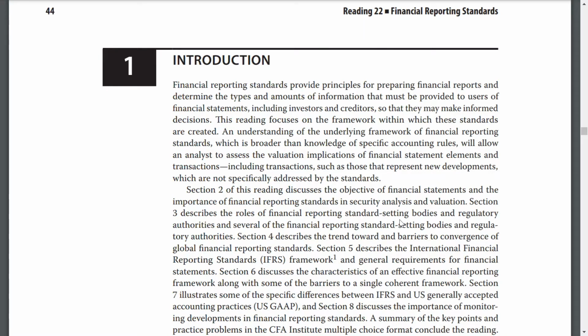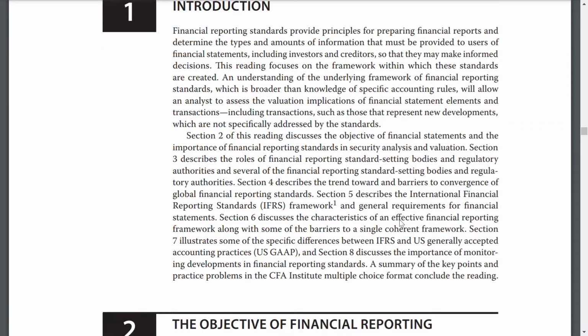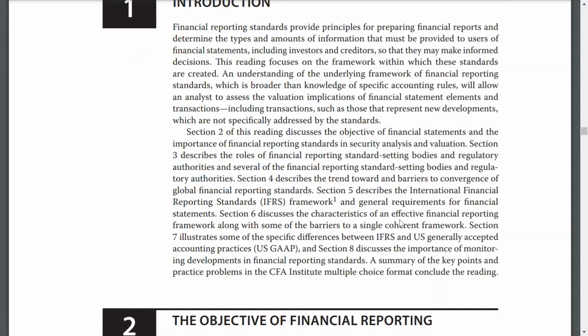Understanding the underlying frameworks of financial reporting standards, which is broader than knowledge of specific accounting rules, will allow an analyst to assess the valuation implications of financial statement elements and transactions, including transactions such as those that represent new developments, which are not specifically addressed by standards.